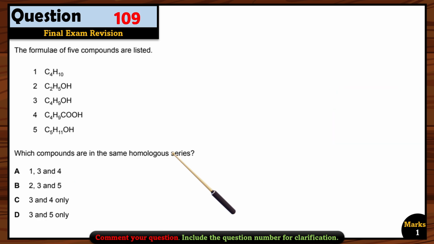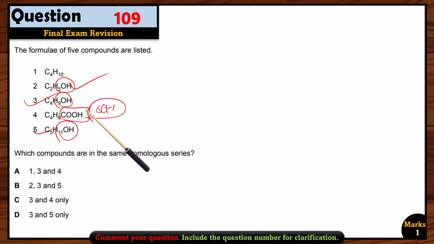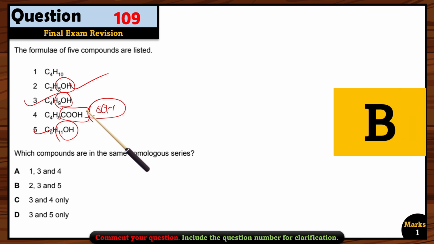Question 109. The formulas of the 5 compounds are listed here. Which compounds are in the same homologous series? To be in the same homologous series, they should have the same functional group, right? So let's see which ones have the same functional group. If you see over here, this is OH, this one also has OH, and this one also has an OH group. This one you cannot choose because it has two O, so it is COOH. This functional group is different. So 2, 3, and 5 belong to the same functional group. So option B is the correct option.